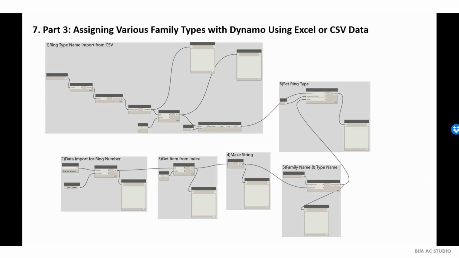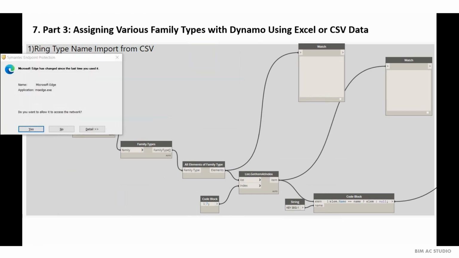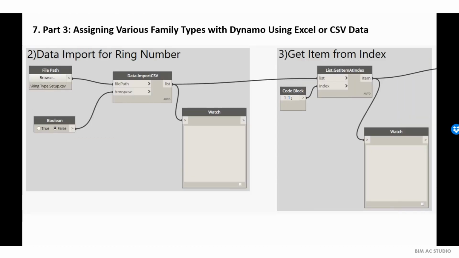Alright, so in step number 1, you need to extract the data that you have added in part 2. In part 2, we have added the ring numbers 1, 2, 3, 4, 5 into the shared parameter, and this parameter you need to extract in step number 1. And then step number 2, you need to import your CSV data for the ring number.